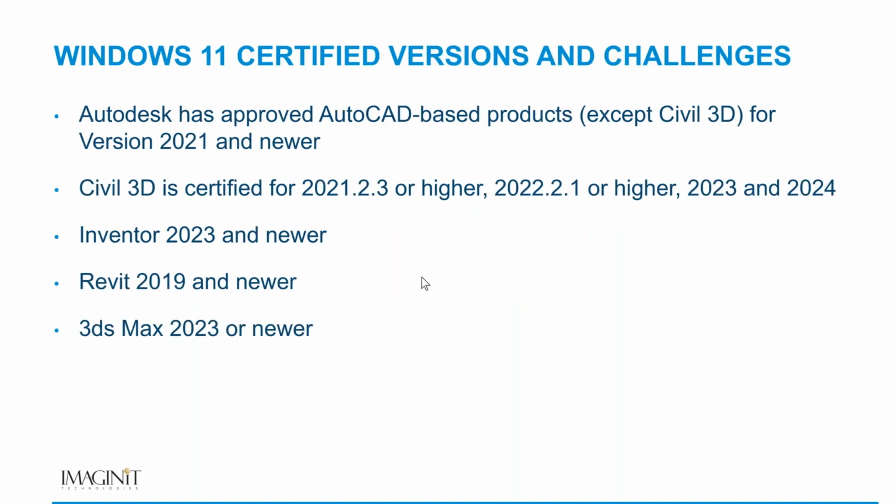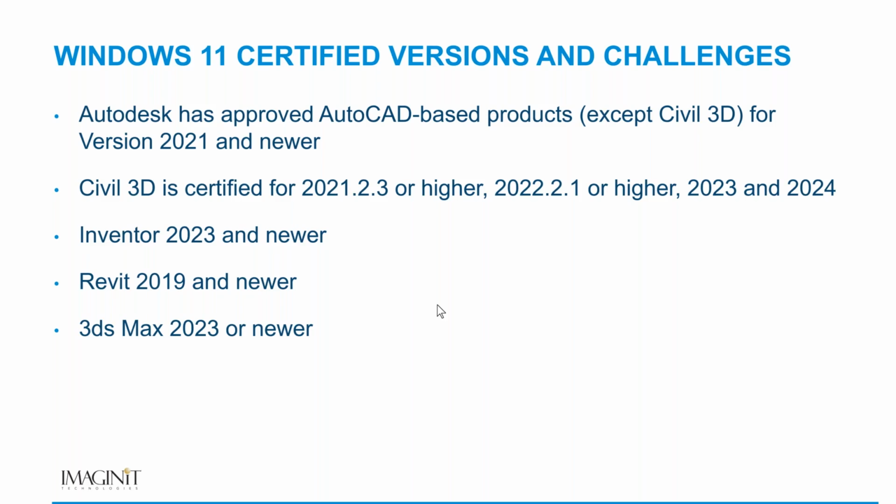So we're going to get into this. Windows 11 certified versions and challenges. Autodesk has approved all AutoCAD based products. So that would be your AutoCAD Electrical, your AutoCAD Architecture, Mechanical, Map 3D, everything that's AutoCAD based except Civil 3D for versions 2021 and newer, provided you have updates.